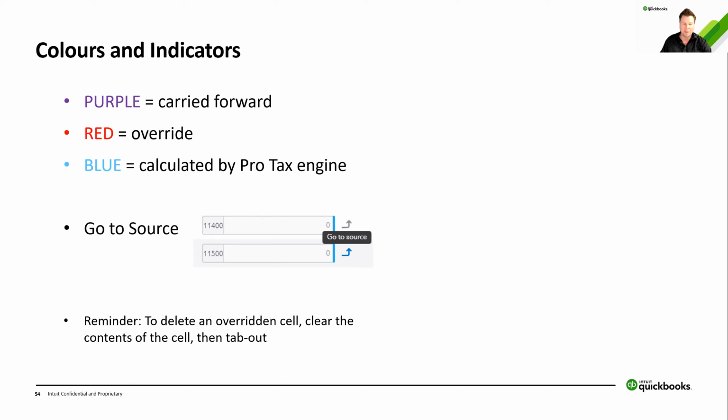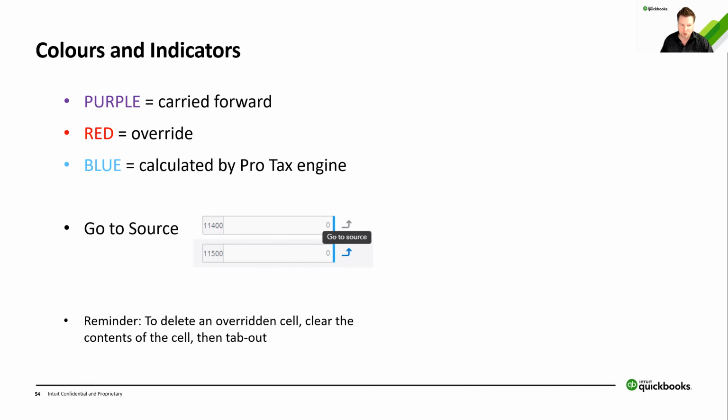That'll appear as red. A note that I have at the bottom here, to delete an overridden cell, you clear the contents of the cell, then you tab out. Because we don't have the ability to right-click, as we're in a browser environment, and take off that override, the way we do it in the ProTax environment is we just highlight the cell, hit delete, so you delete what you've overwritten in the cell, hit tab out, and within a couple of seconds, you will see that cell update. It will no longer be red. It will return to its original format and the original number that was in there.